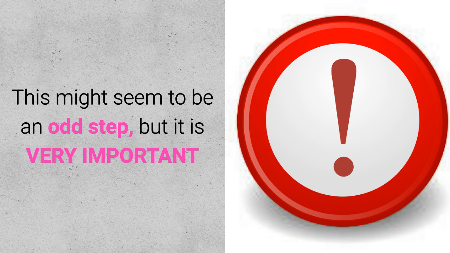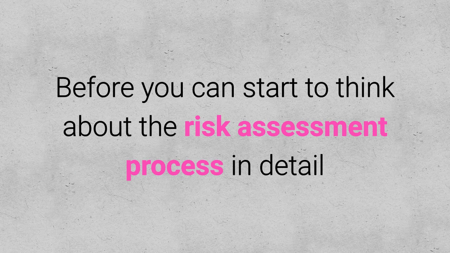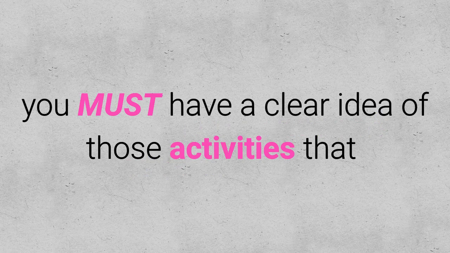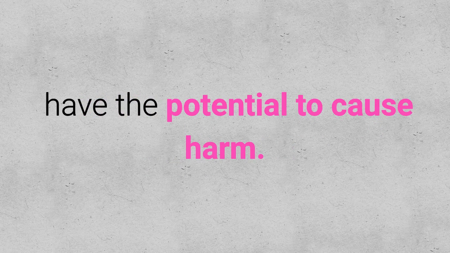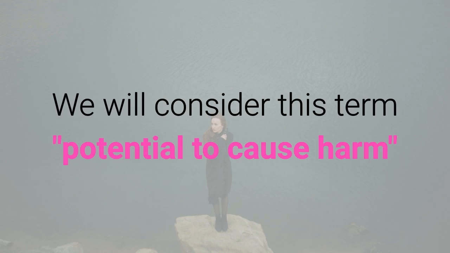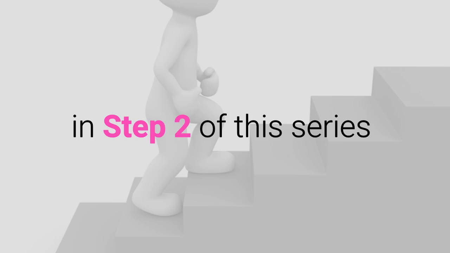This might seem to be an odd step, but it is very important. Before you can start to think about the risk assessment process in detail, you must have a clear idea of those activities that have the potential to cause harm. We will consider this term, potential to cause harm, in step 2 of this series.